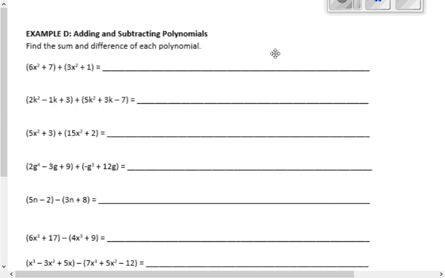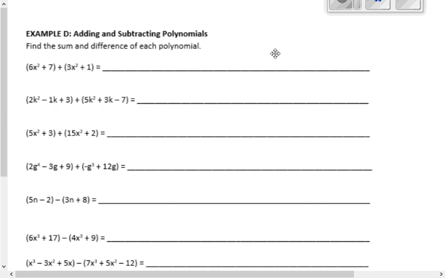All right, at the very end of the last video, for example C, I incorrectly said that you'll be adding and subtracting polynomials in example C. I, of course, meant example D. So we're going to go ahead and do example D now, where we are going to look for and combine like terms.